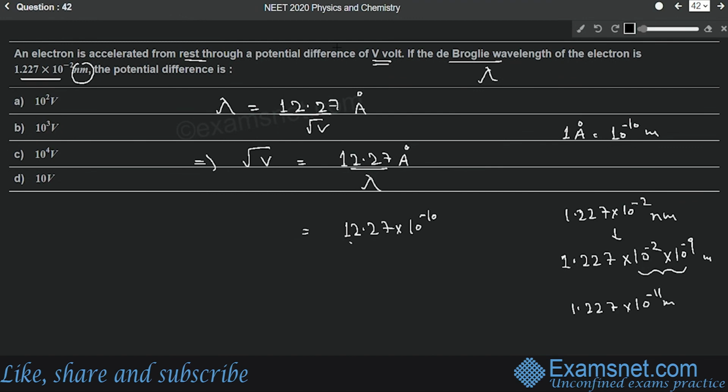Okay, so here in place of de Broglie wavelength we'll write 1.227 into 10 to the power minus 11. On solving this, we'll get 10 to the power 2. So this is the value of root V. So what will be the value of V? It will be the square of 10 to the power 2, that means 10 to the power 4. And the unit for potential difference will be volts. So the answer will be 10 to the power 4 volts. That means option C will be the correct answer.